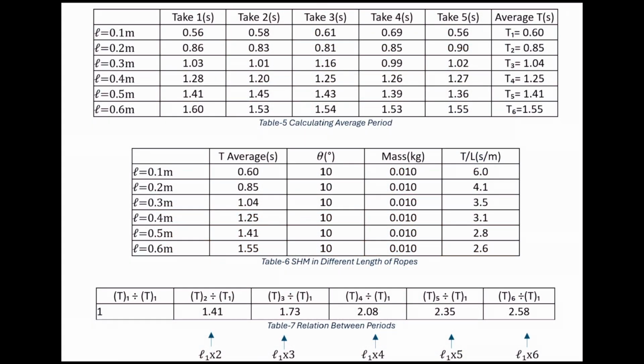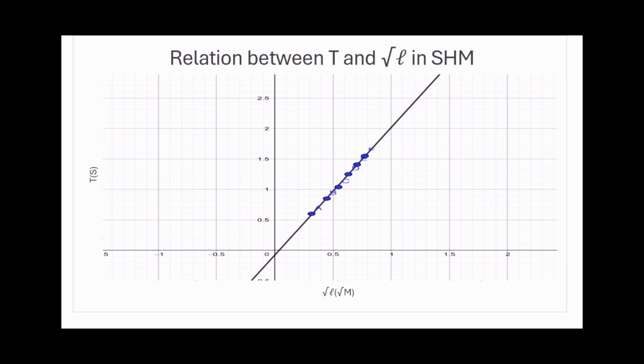If we check the results, when we multiply L with any number, T increases with the root of that number. So we need to sketch the graph for T and root L. The linear shape of this graph shows us that T and root L are directly proportional.